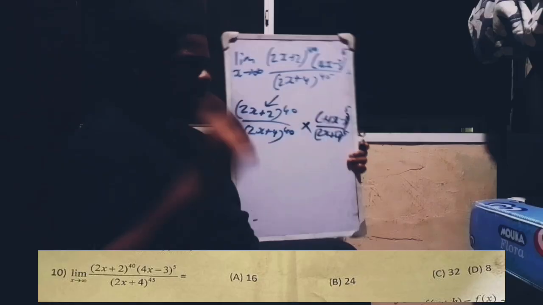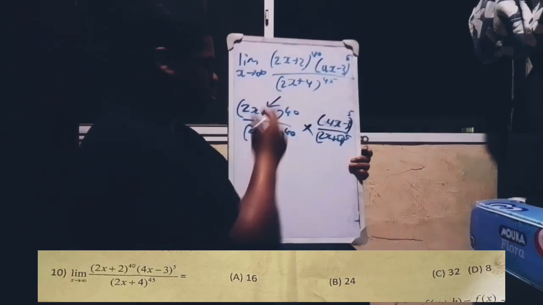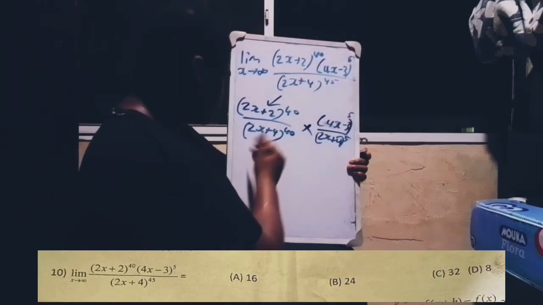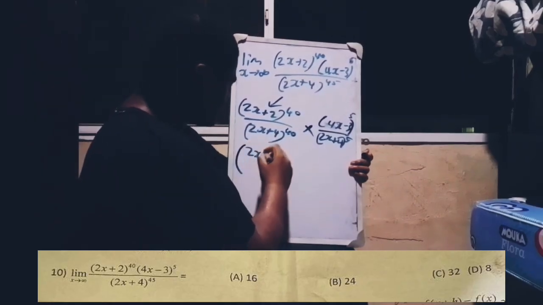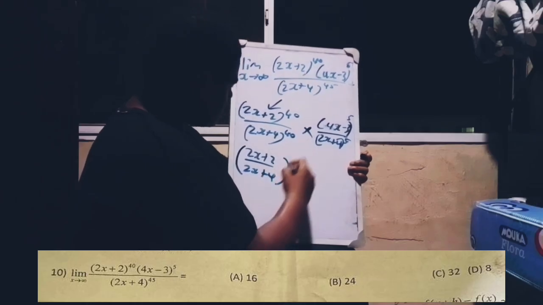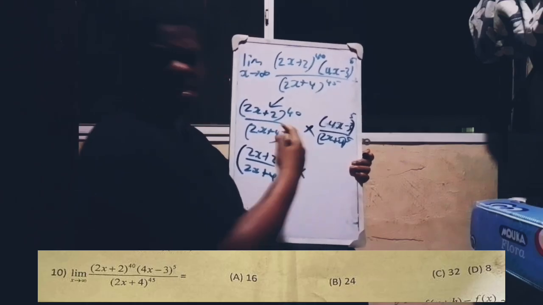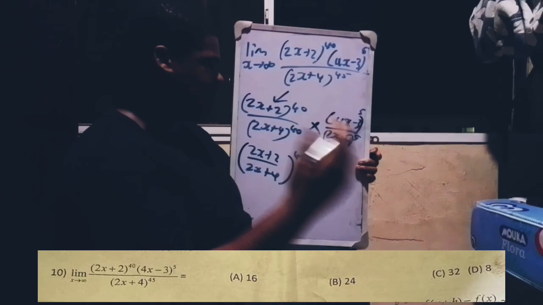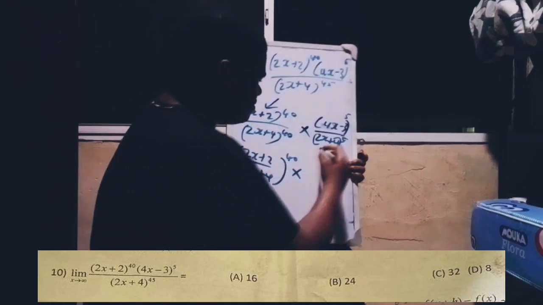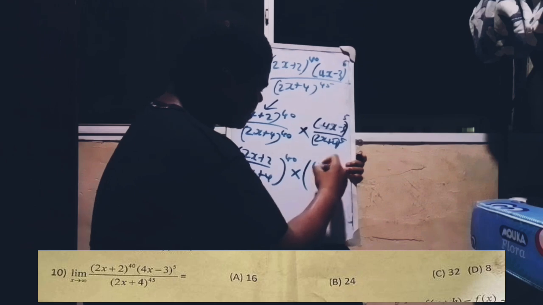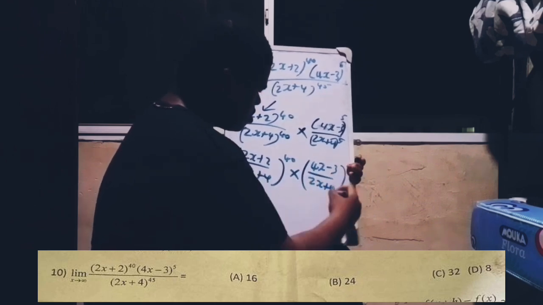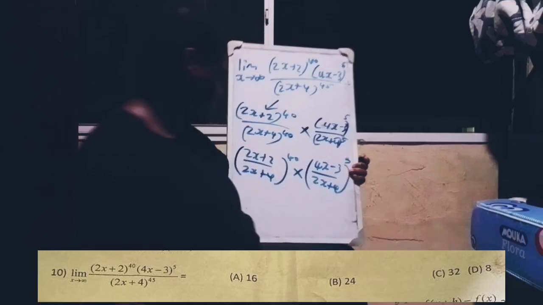The same way we did the last one, you can now join this into one family. I told you, see that I've separated the house into two. You can join them inside the same house. So this is now going to be 2x plus 2 divided by 2x plus 4 to the power of 40. This is actually a law of indices: a to the power of m divided by b to the power of m is equal to a divided by b, all to the power of m. The same thing happens here. You have 4x minus 3 divided by 2x plus 4, all to the power of 5.